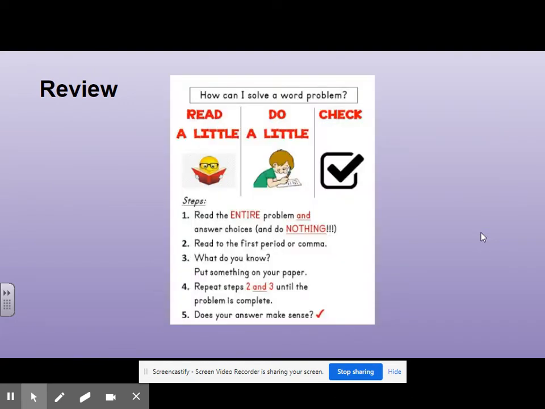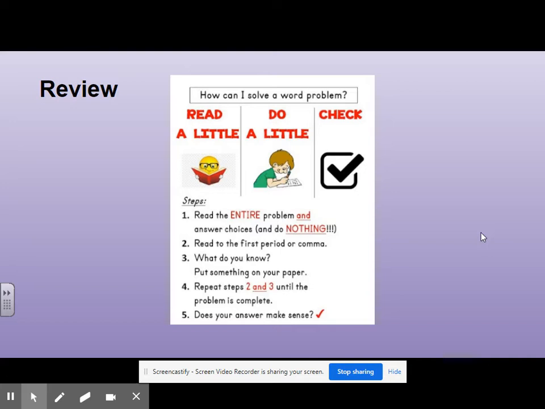Then we have our read a little, do a little strategy, which you have seen before. We've been using this all year. You used it last year if you were at W.H. Robinson. Okay, when we read a little, do a little, we read the entire problem first and we do nothing. We're just stopping. We're thinking about what's happening, what's going on in this little story that we have.